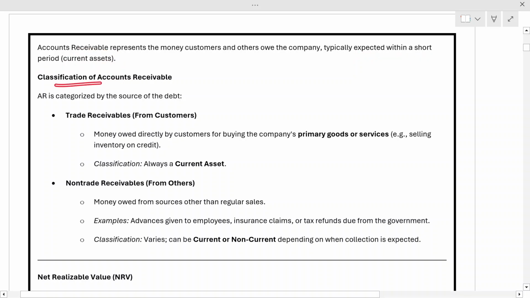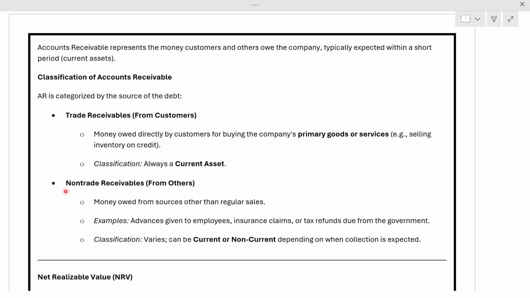Now there are two kinds of accounts receivable which we had seen. First, accounts receivable is the trade receivables, which are from our customers, which is whatever money we receive from the customers for buying the company's primary goods and services, because that is the work of the primary company. If we talk about Starbucks, coffee selling becomes their primary goods or services. It's not any machinery selling company. So whatever primary goods or services they sell becomes a trade receivable. And the classification will always be current assets. Why? Because generally the money may be received from the customers within a period of maximum 12 months.